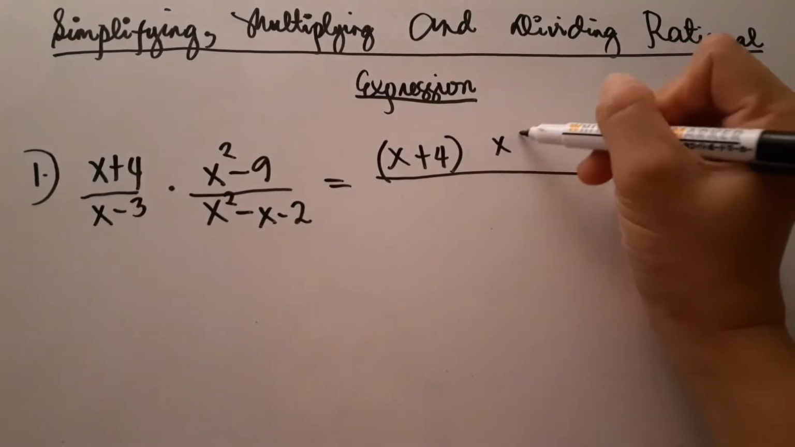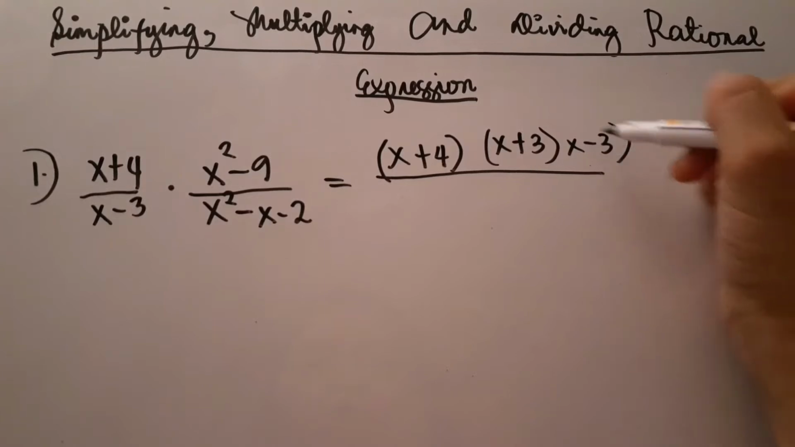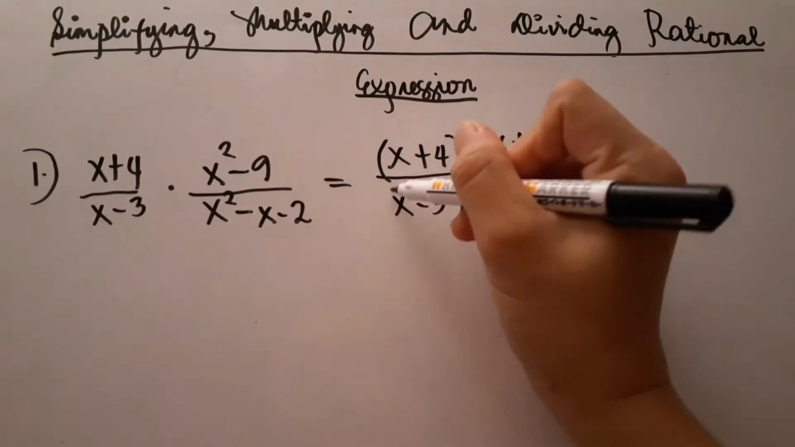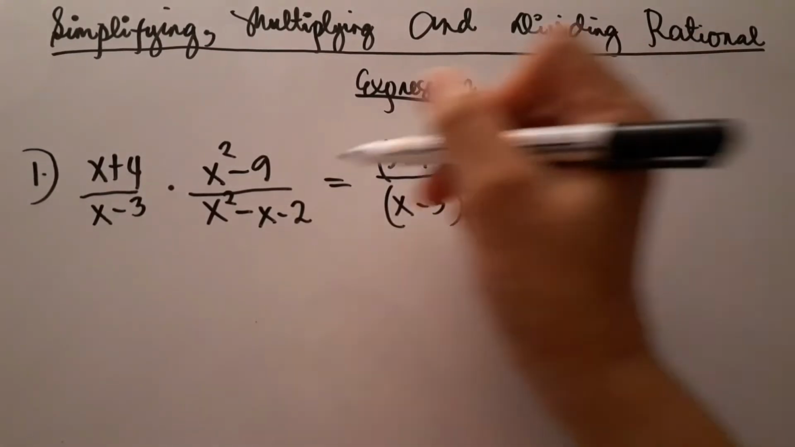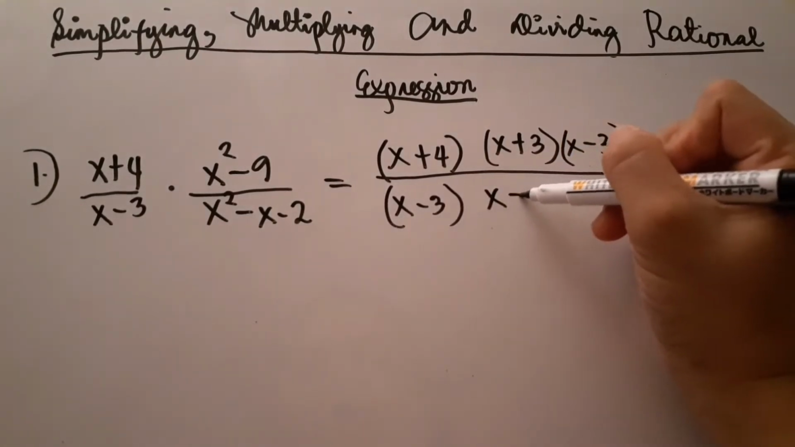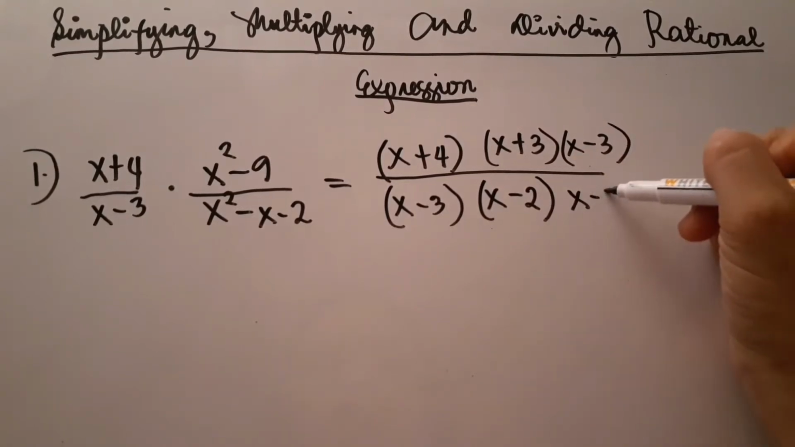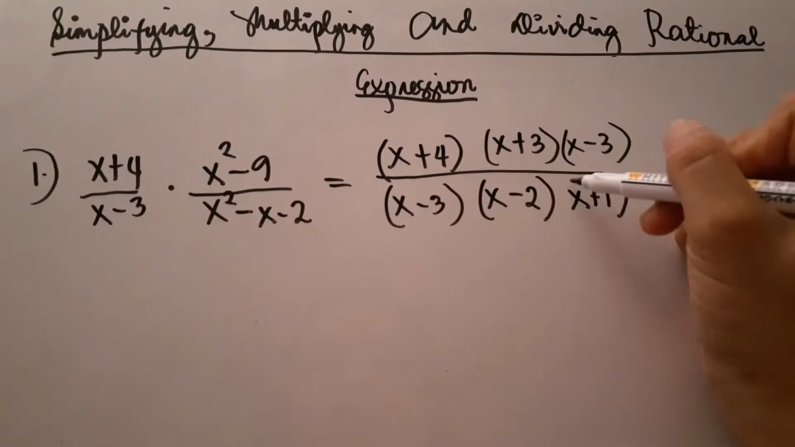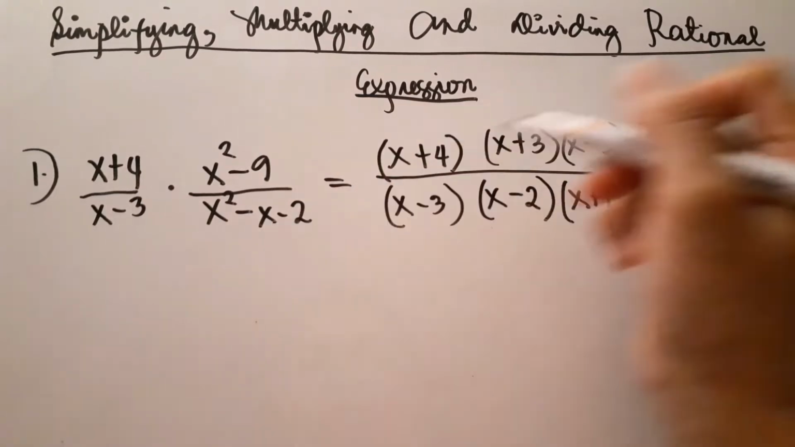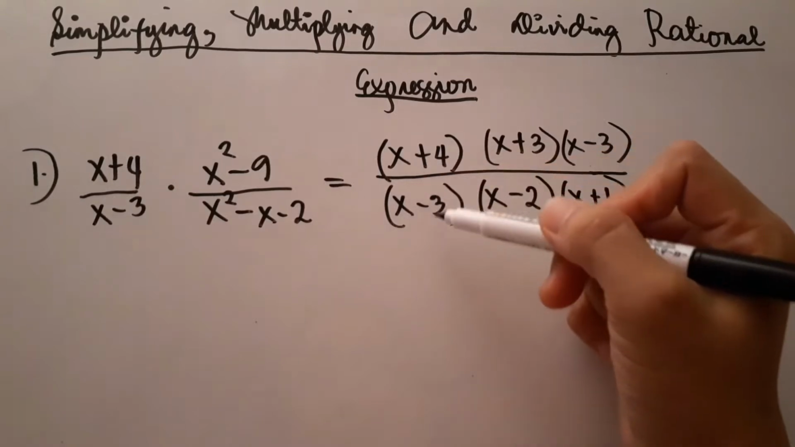So x positive 4 multiplied by x squared negative 9. Before we multiply, we can factor. So our factors are x positive 3, x negative 3, and then over the denominators, which is x negative 3, and the factor of x squared negative x negative 2 is x negative 2 times x positive 1. Simplifying this one, we cancel out the common factor.